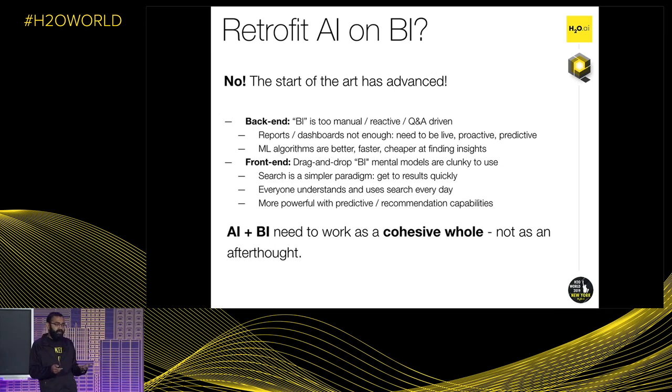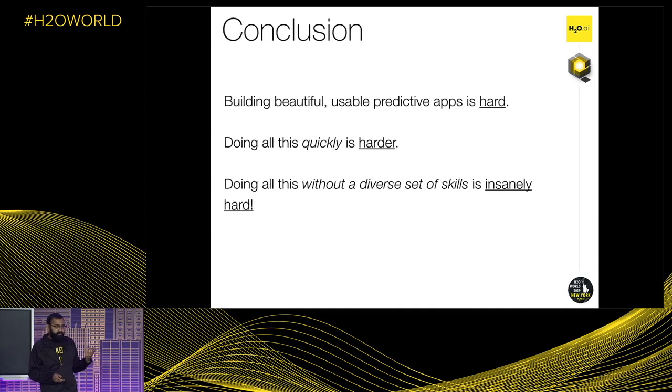We use search day in and day out. And so AI and BI, if at all put together, have to be able to work as a cohesive whole and not as an afterthought. And so in conclusion, building beautiful, usable, predictive apps is hard. Doing all this quickly is harder. And doing all this without a diverse set of individuals working on that team is super hard.